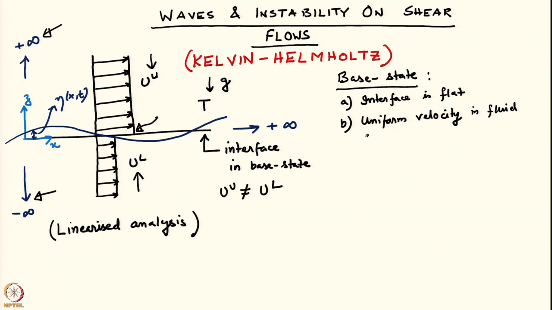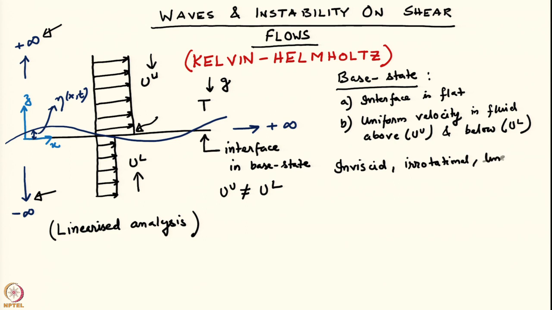Uniform velocity in the fluid above, UU, and below, UL, and the pressure corresponding to a uniform flow. So, this is our base state. Now, as usual, we will do an inviscid, irrotational, linearized analysis and try to obtain the dispersion relation.